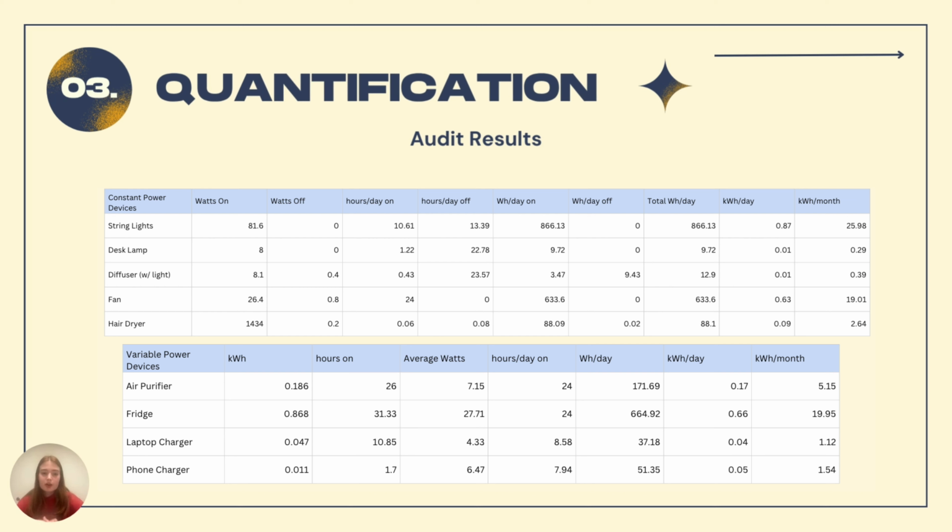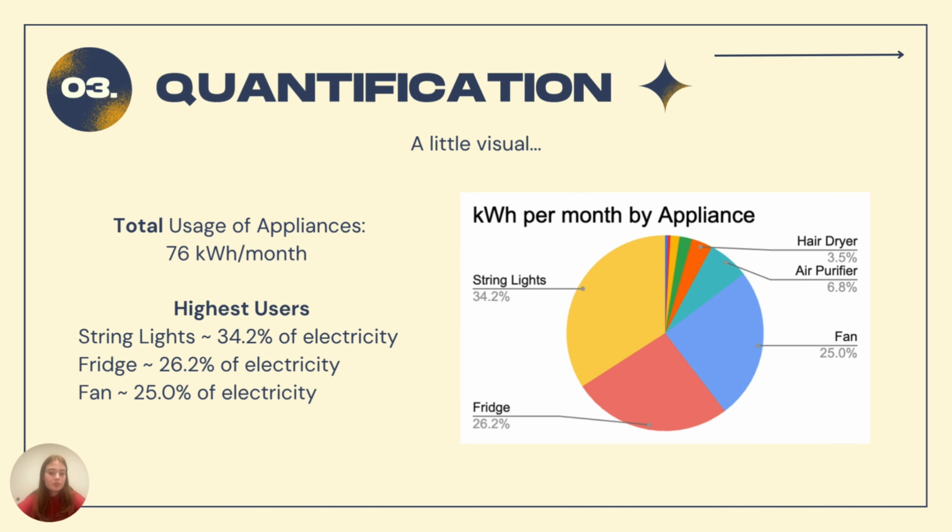This is my full audit results. You see string lights, fan, and fridge were all pretty high consumers, which is comparable with literature values, not far from what we expected. And for the graph, for ease, we see that total usage of appliances was 76 kilowatt hours per month, with the highest users being string lights, fridge, and fan, with 34, 26, and 25% of electricity respectively. And the rest of the appliances was about 15% of electricity.